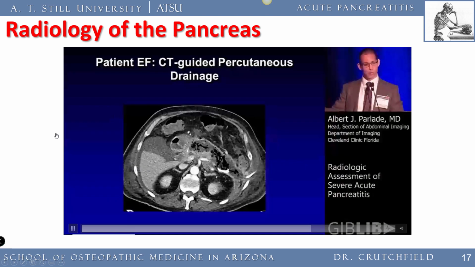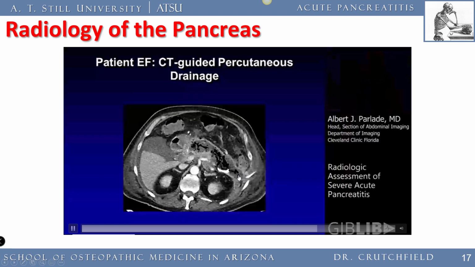But the patient was very sick, not a very good candidate for rushing to the operating room because of how sick he was. We put a drain in, and he started to get better. You can see the collection got a little smaller. You can see the percutaneous drain. So even though it was a challenge to drain, it's sometimes the best choice.